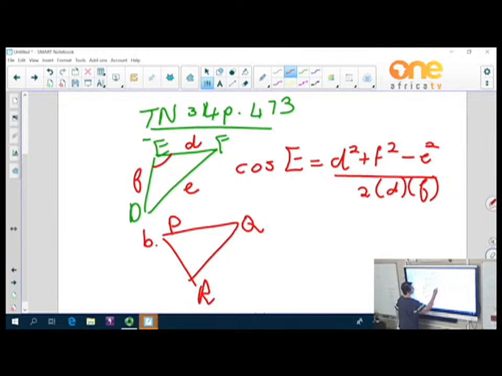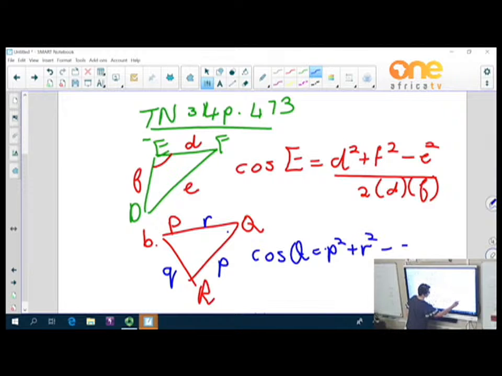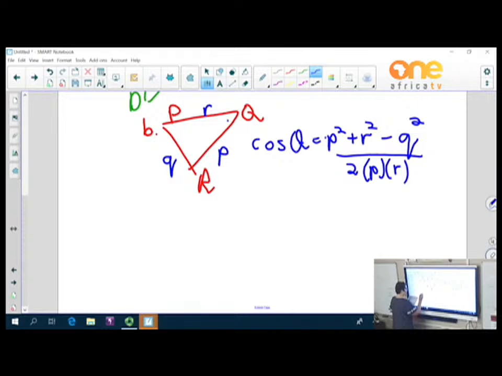PQR. So this is P, this is Q, that one is R. Now, this time we want to find Q, so I can say that cosine Q is going to be P squared plus R squared minus Q squared. The one opposite the angle is the one that we subtract, over 2PR.